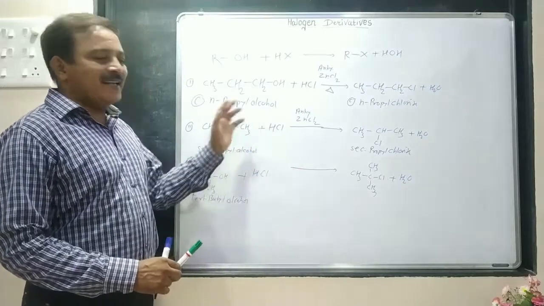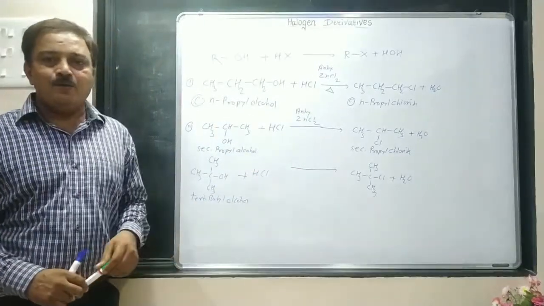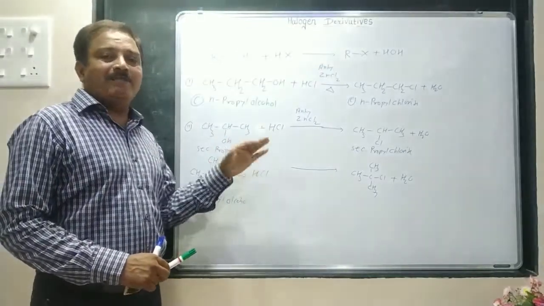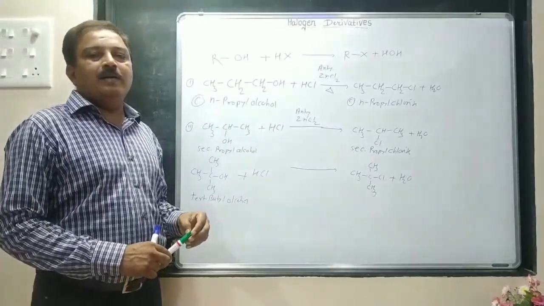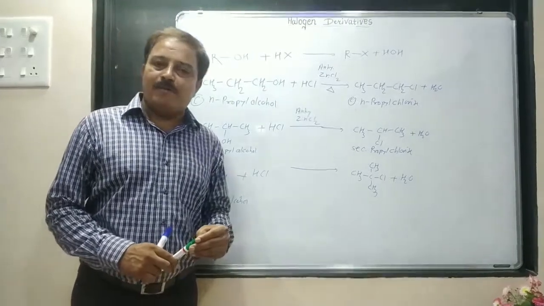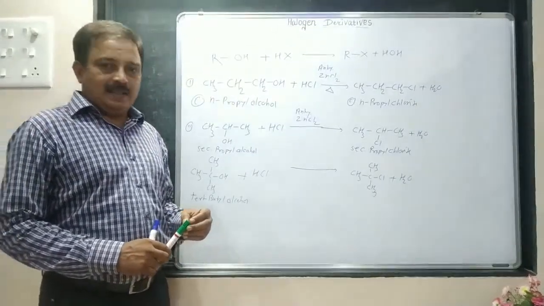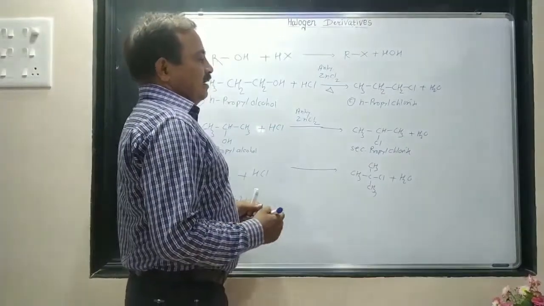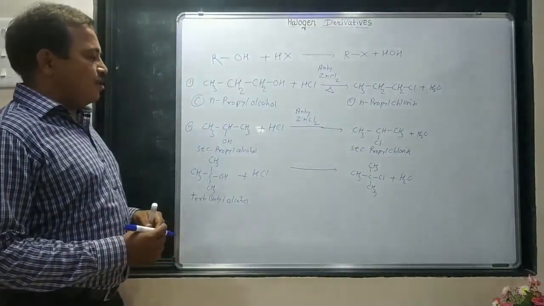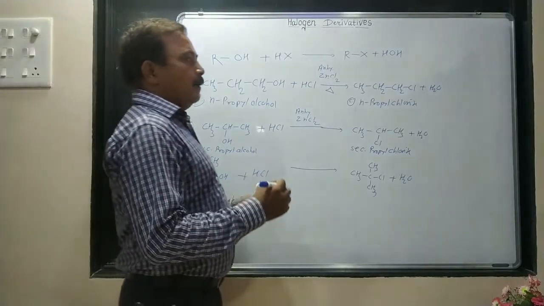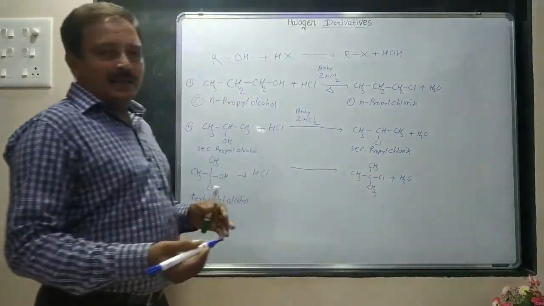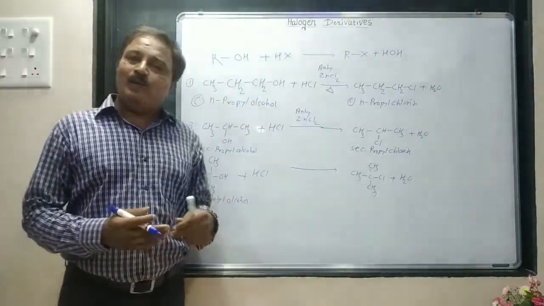So what is the magic behind this that we have to study? The answer to this magic is given in your 11th standard book. You can see page number 243 under the chapter on alkenes. There we have studied the reactions of conversion of primary alcohol into alkene, secondary alcohol into alkene, and tertiary alcohol into alkene.